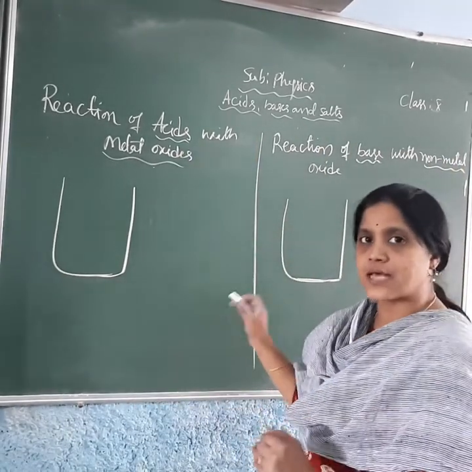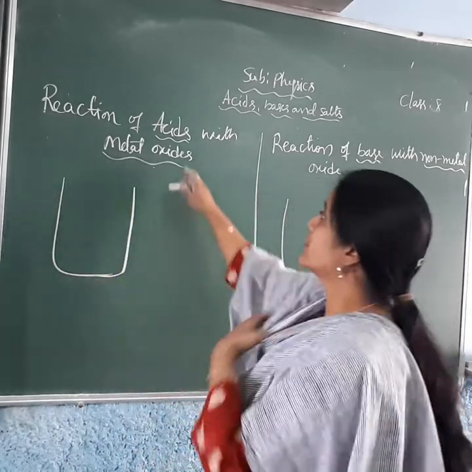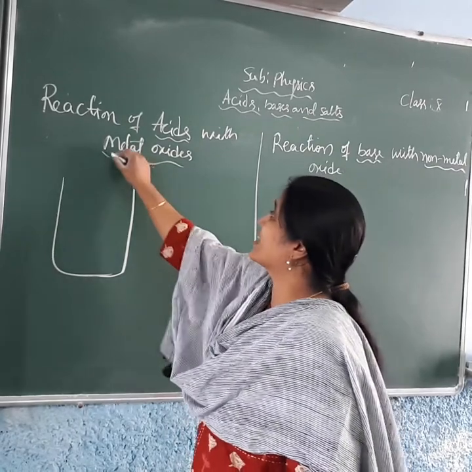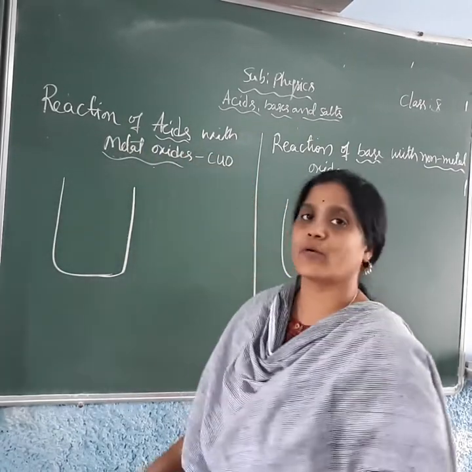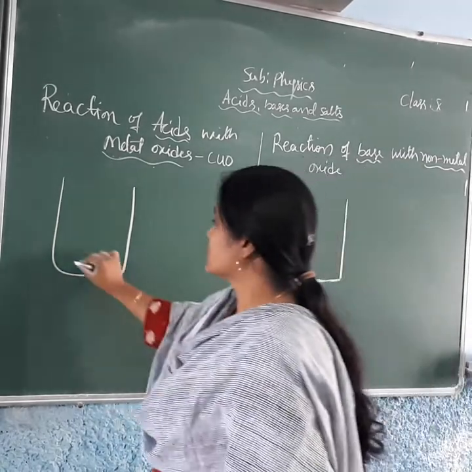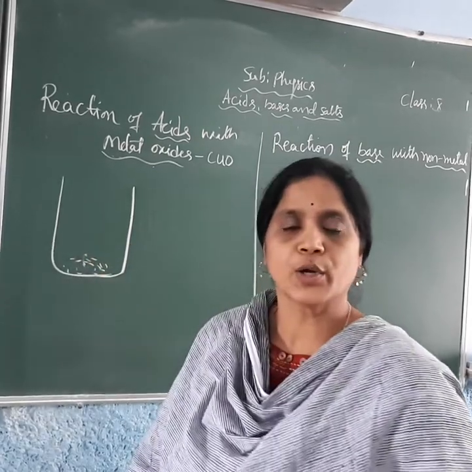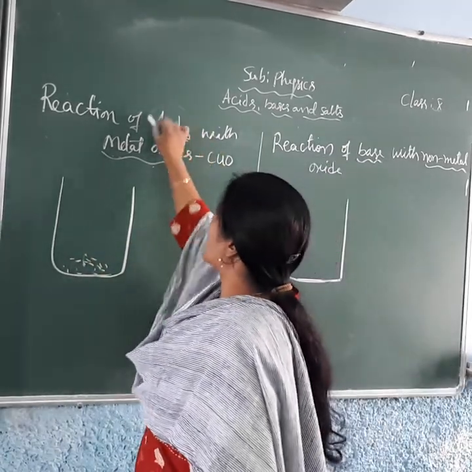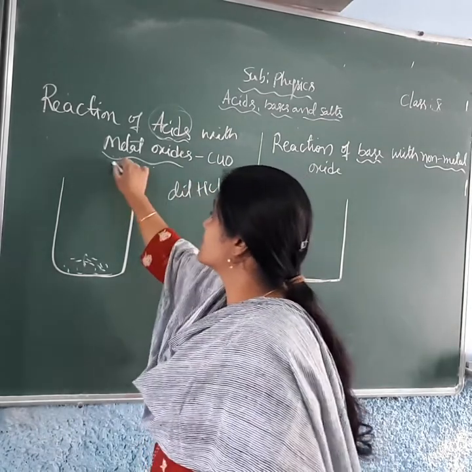So for this activity, we will take two beakers. In one beaker, we have to take the metal oxide. Here I am taking copper oxide as the metal oxide. You can take any metal oxide. Take some quantity of metal oxide in the beaker and add acid to this. We will add dilute hydrochloric acid.